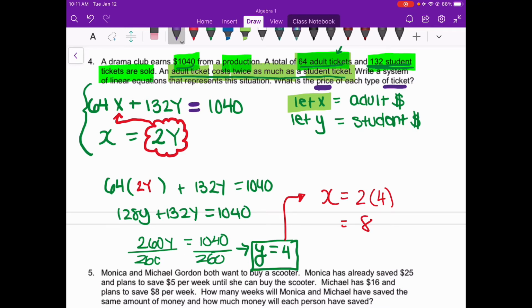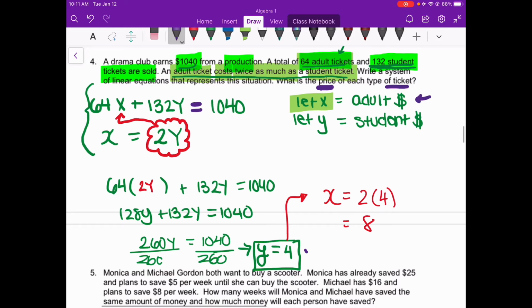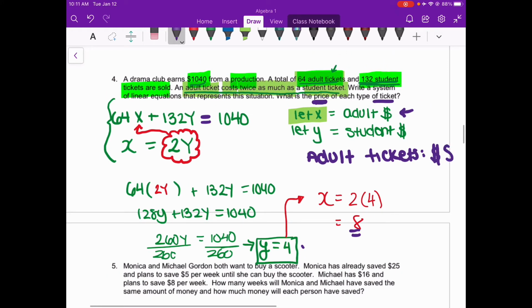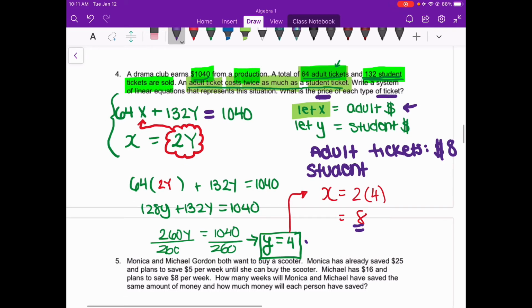Alright, so now you should have gotten Y equals 4 and X equals 8 for your answer. So when you go back and answer the question, we go back to our defined variables. X was adult cost, so I'm going to say that the adult tickets cost $8. Adult tickets, you can even put a semicolon, $8. And the student tickets is my Y value, and they cost $4. And that's your final answer.